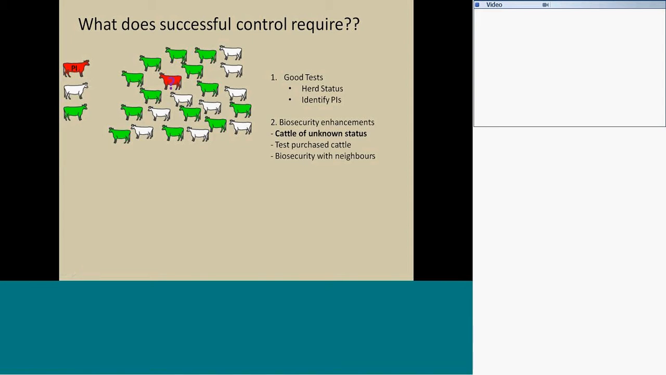Neighbouring cattle, if we don't know our neighbour's status, and our neighbour may have a PI that grazes on a border where your cattle graze as well, if they can have nose-to-nose contact over those fences, then there's a risk that the infection can spread from farm to farm that way. So test purchase cattle, we're going to talk a little bit about what tests we could do and what we need to know about these cattle that we're buying into our herd, and then biosecurity with neighbours. These are the key points really that we need to highlight from a biosecurity point of view with regard to the control of BVD.